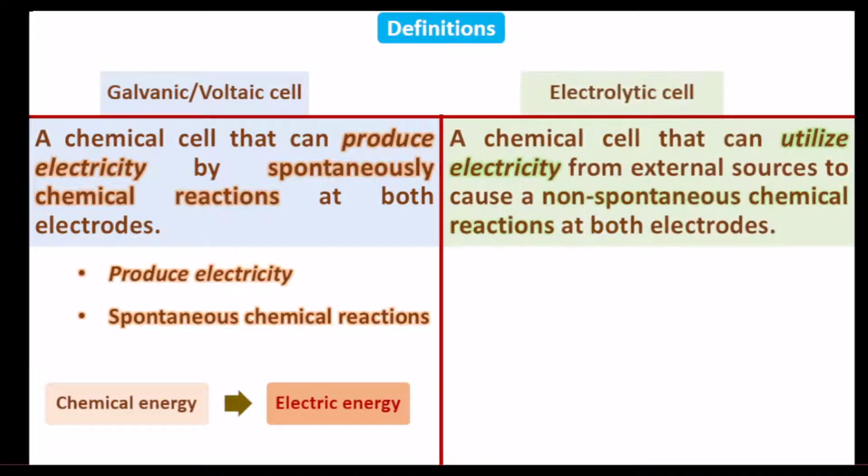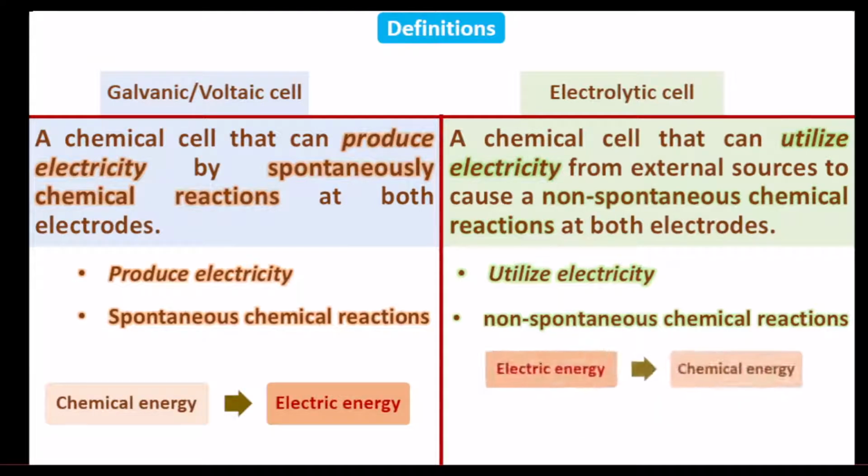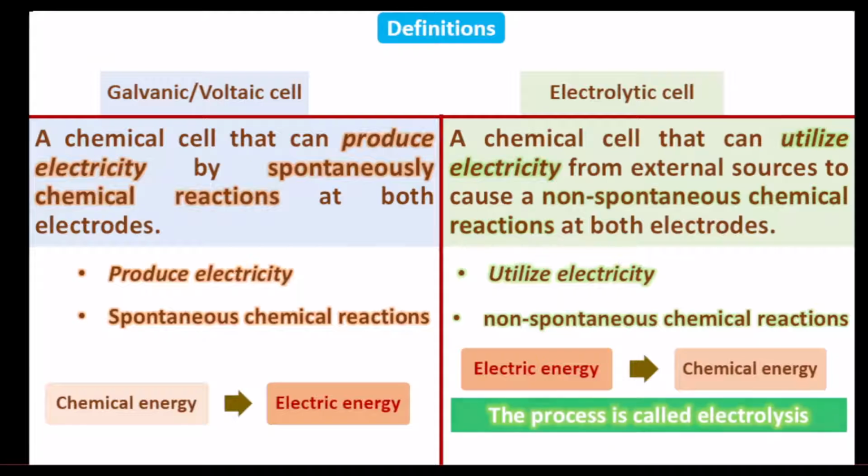On the other hand, we have the electrolytic cell, a cell that, as we said already, consumes electricity from external sources to drive chemical reactions that are non-spontaneous in nature. In summary, there is utilization of electricity in the electrolytic cell, and the nature of the chemical reaction is non-spontaneous. So in this process, we convert electrical energy into chemical energy. The process is called electrolysis.